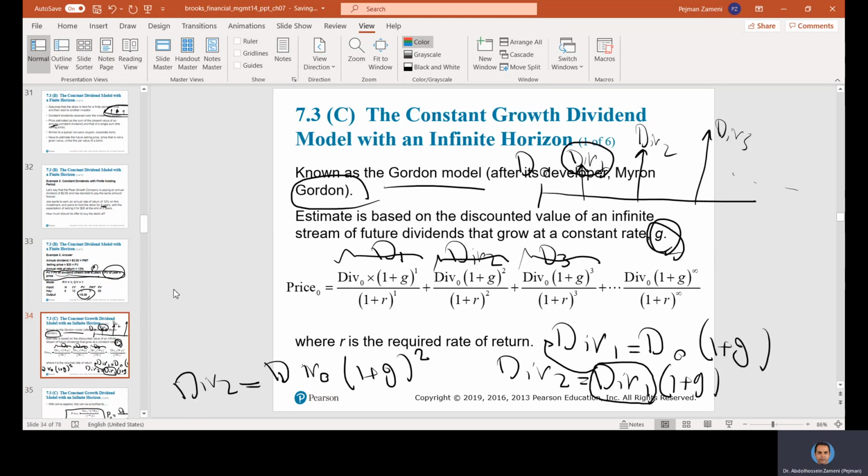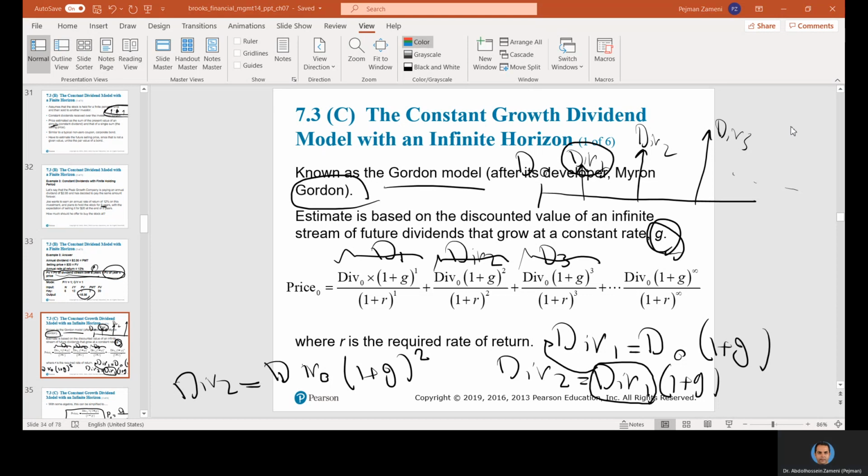Okay, the third scenario is the constant growth dividend model with an infinite horizon, known as the Gordon model. You need to know that when you hear the Gordon growth model, this is what we are referring to. The constant growth dividend with an infinite horizon. The estimate is based on the discounted value of an infinite stream of future dividends that grow at a constant rate.